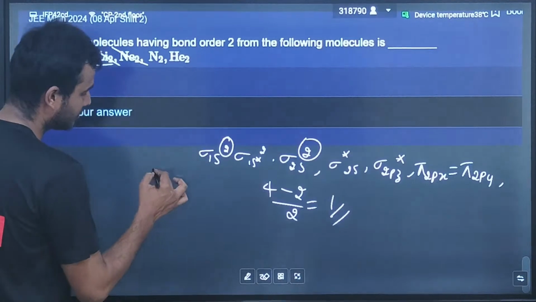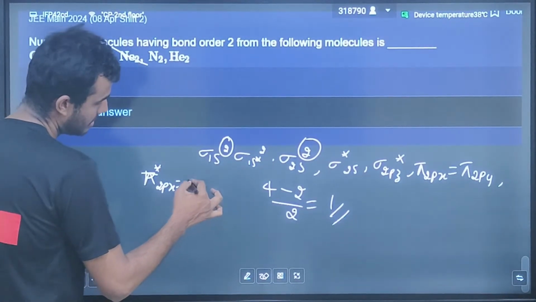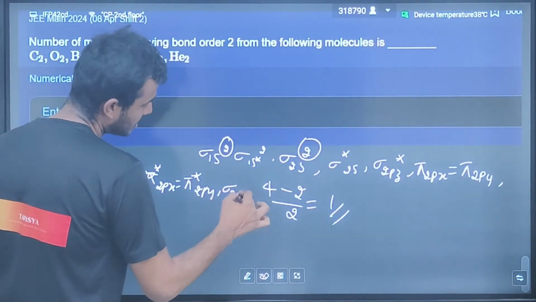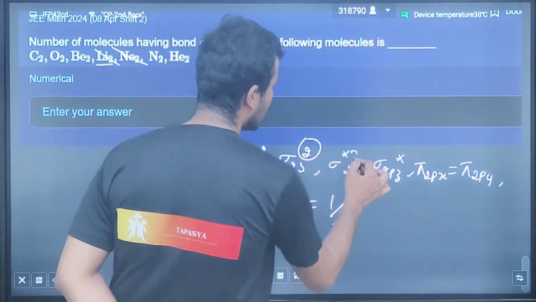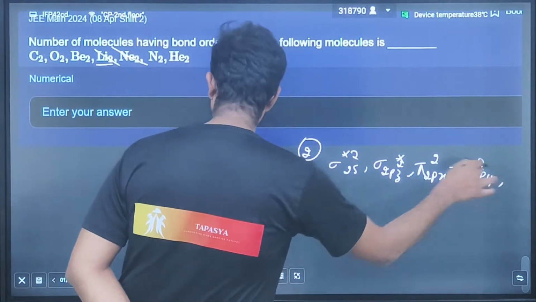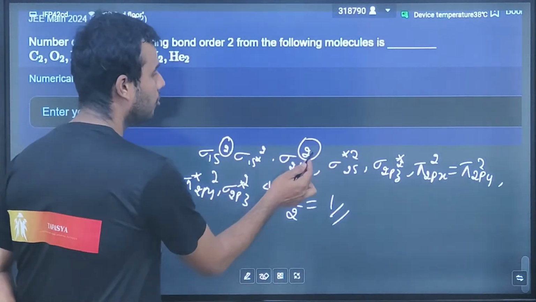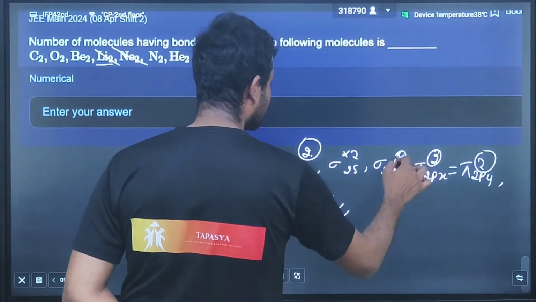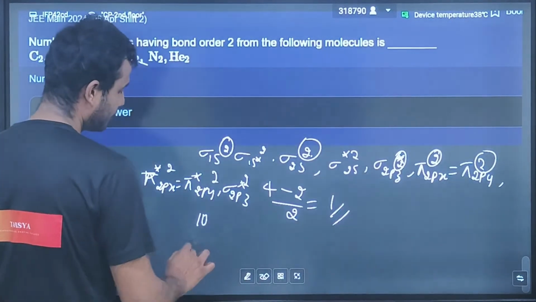Similarly, pi star 2px is equal to pi star 2py. Sigma 2pz star. 2, 4, 6, 8, 10, 12, 14, 16, 18, 20. Okay, 2 plus 4, 4 plus 2 is 6, 6 plus 2 is 8. This is not a star, the normal one. 8 plus 2 is 10. 10 electrons from here.